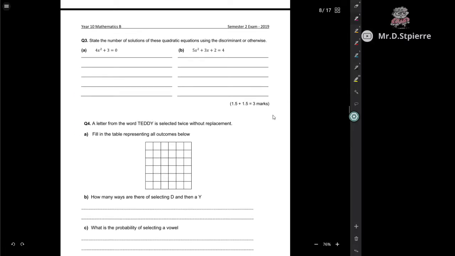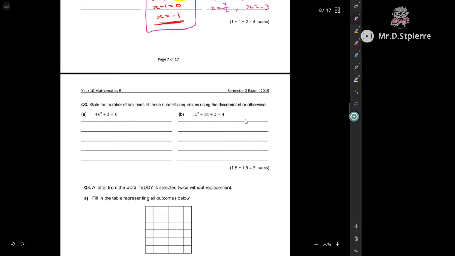Question 3. State the number of solutions of these quadratic equations using the discriminant or otherwise. Just a reminder, we normally use the triangle symbol, the discriminant is equal to b squared minus 4ac. If the discriminant is greater than 0, we get 2 solutions. If the discriminant is equal to 0, we get 1 solution. And if the discriminant is less than 0, we get no solutions.